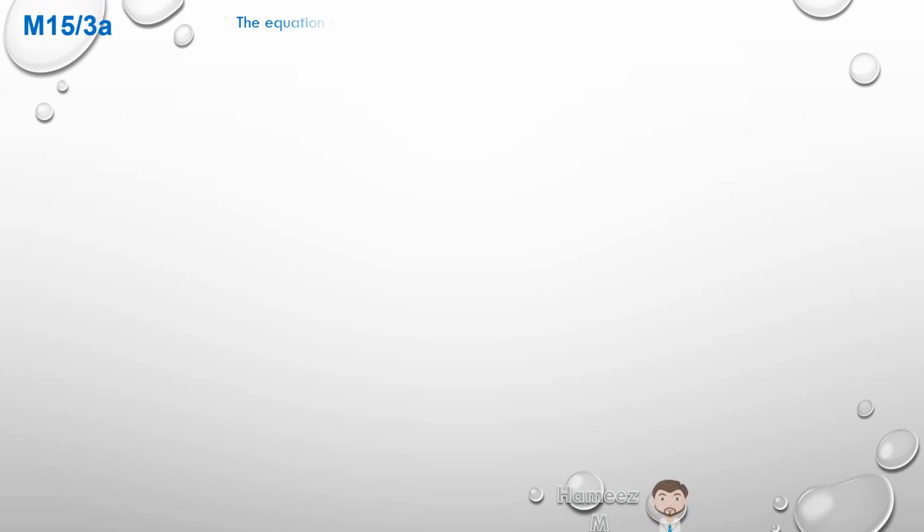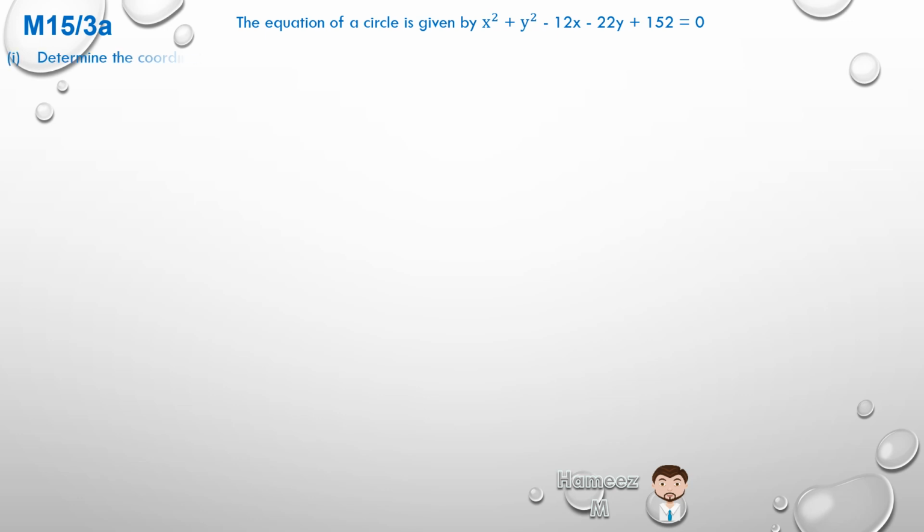May 2015, number 3a. The equation of a circle is given by x squared plus y squared minus 12x minus 22y plus 152 equal to 0. Part 1. Determine the coordinates of the center of the circle. So let's rewrite the formula and put the x's together. So it's going to give us x squared minus 12x plus y squared minus 22y plus 152 is equal to 0.